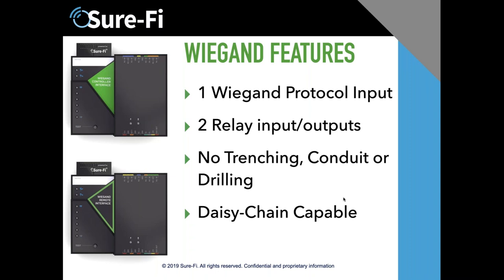Just to touch base on one other thing with the Wiegand, we already talked about the Wiegand protocols, 2 relays each direction, makes it so you don't have to trench, conduit, and drill. The last one is really interesting. Daisy chain compatible. Very seldom will you actually find a situation where the unit's radio doesn't get through, because that's what we built it to do.